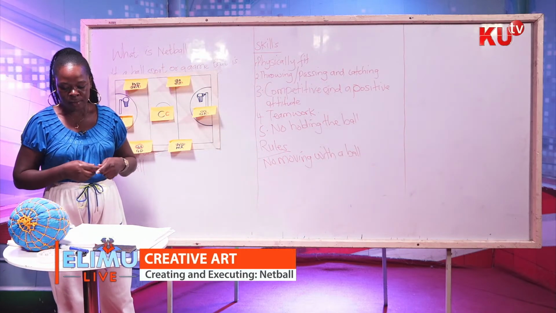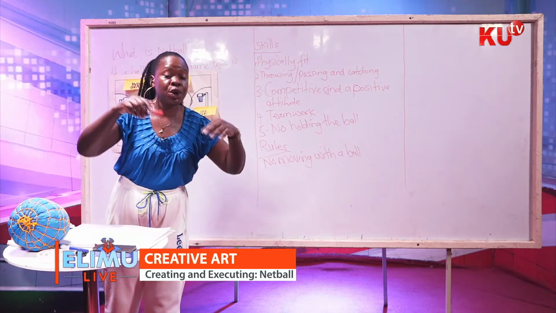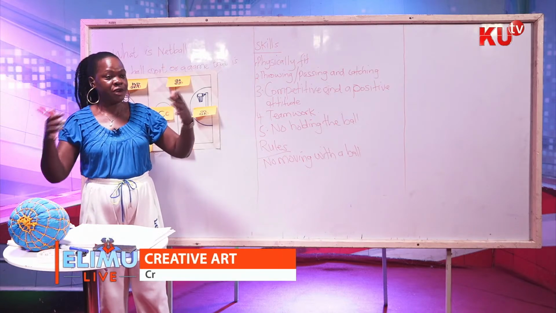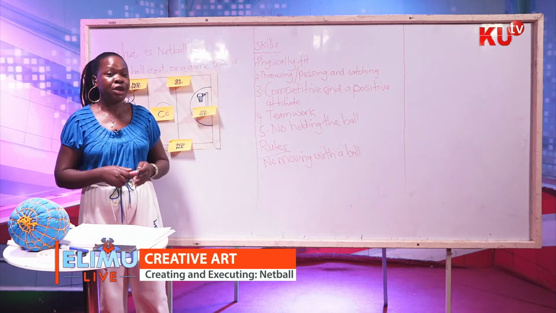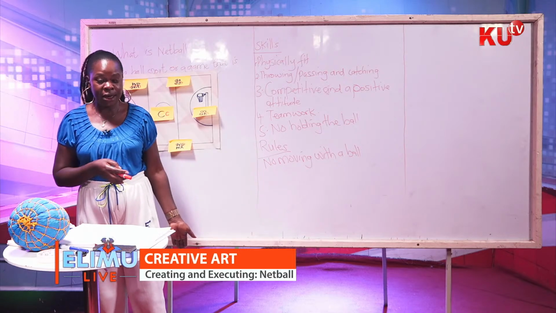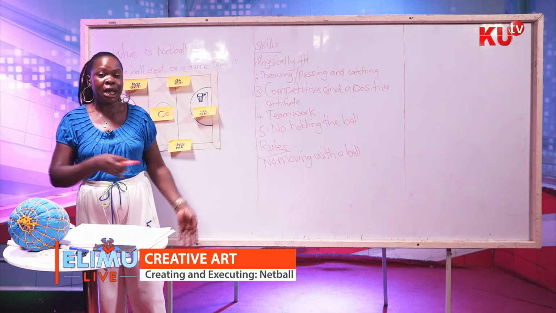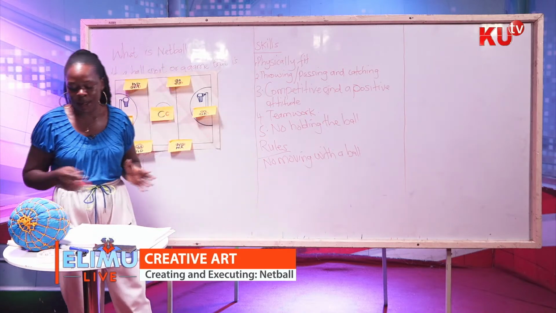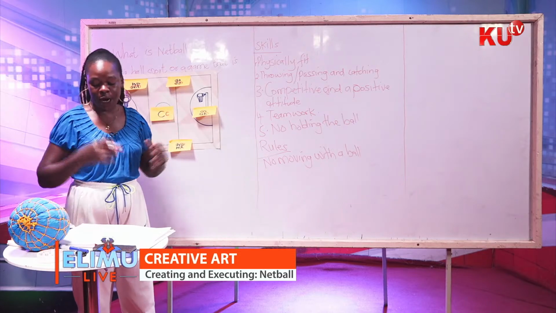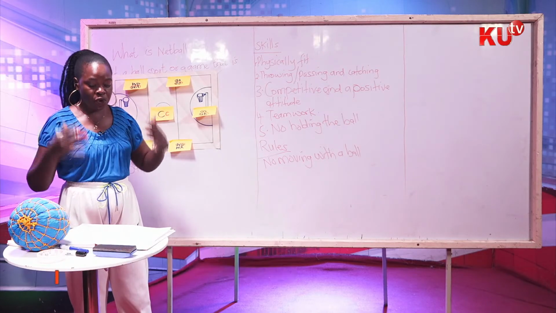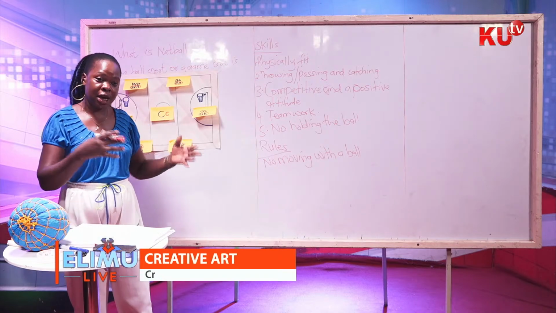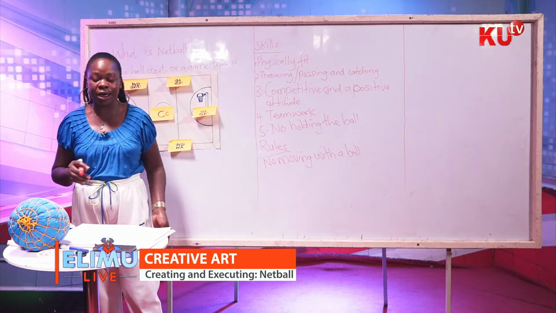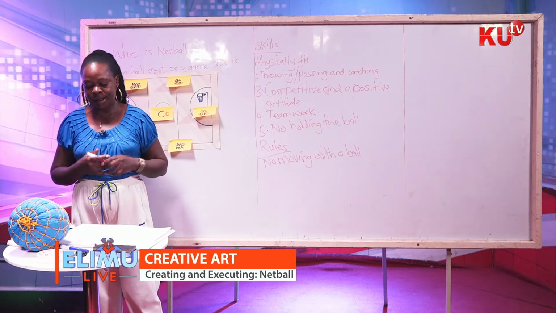Okay? Rule number 2, you are not supposed to snatch or hit the ball from your opponent's hand. The moment you do that, the referee will blow the whistle, and then you will be asked to stand beside your opponent, and the ball will be passed as you see. Number 3, when defending the ball, you are supposed to stay 3 feet away. If you are too close, still the referee will come and blow the whistle, and you will be asked to stand beside your opponent, and the ball will be passed.